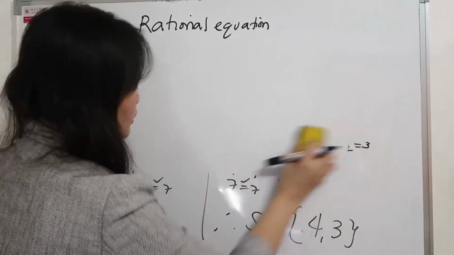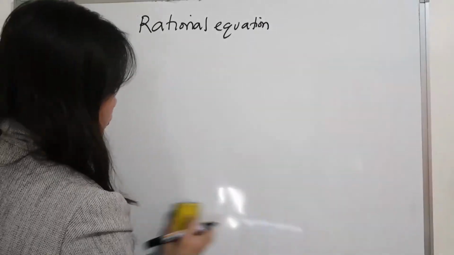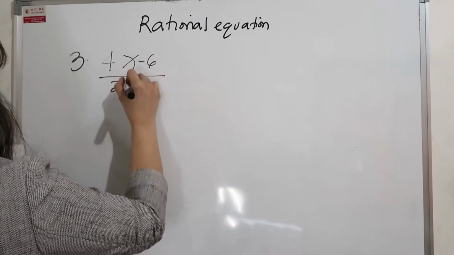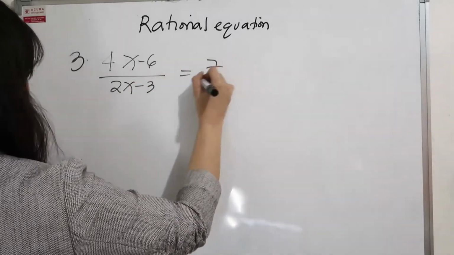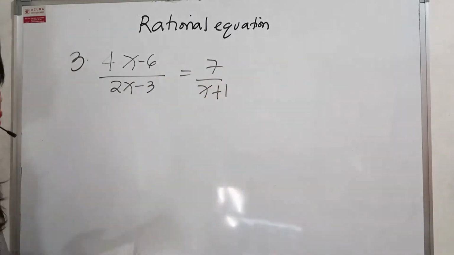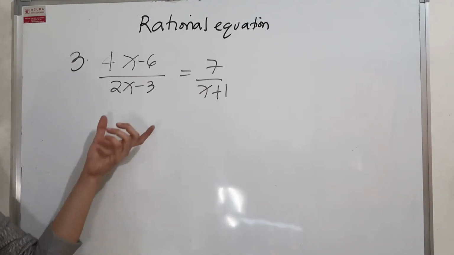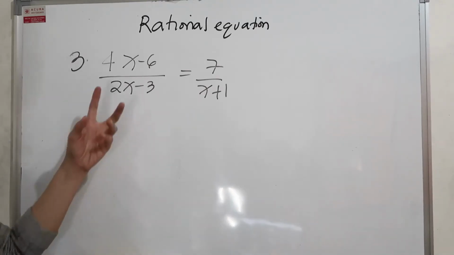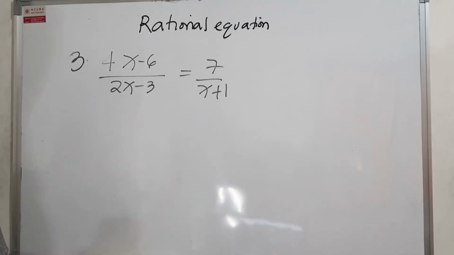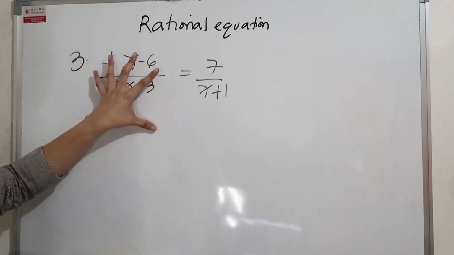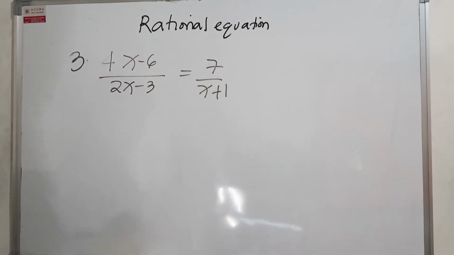Next, example number 4. What about number 3? 4x minus 6 over 2x minus 3 is equal to 7 over x plus 1. So how do we answer this one? Same thing, if the two sides have a single fraction, we can apply cross multiplication. Here, the left side has a single fraction, and the right side has a single fraction. So we can apply cross multiplication.